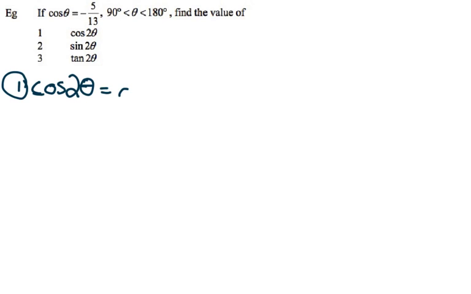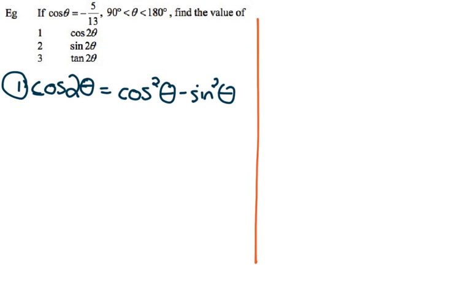So this would be cos squared theta minus sine squared theta. We do know cos theta, we don't know sine theta. However, we do have enough information to find it. We always can go back to our 8 fundamental trig identities. The biggest one that's going to be useful to us in the future is that sine squared plus cos squared equals 1.